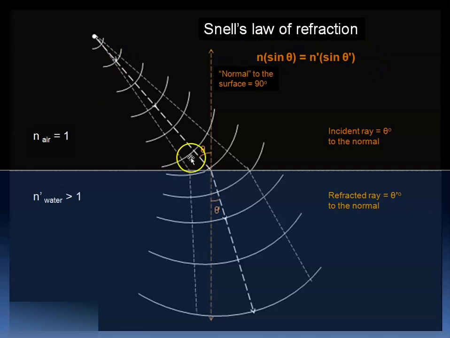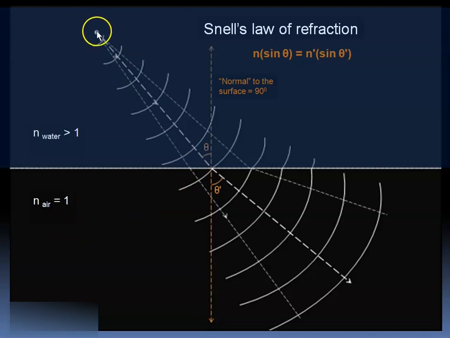So index of refraction times the sine of the initial angle to the vertical is equal to the index of refraction times the sine of the angle to the vertical after moving through the water. Most textbooks will not show you the wavefronts of light. They will just show you the arrows, and they will only show you one arrow, the arrow that crosses the vertical at the point of interest on the boundary. One line here, one line here.